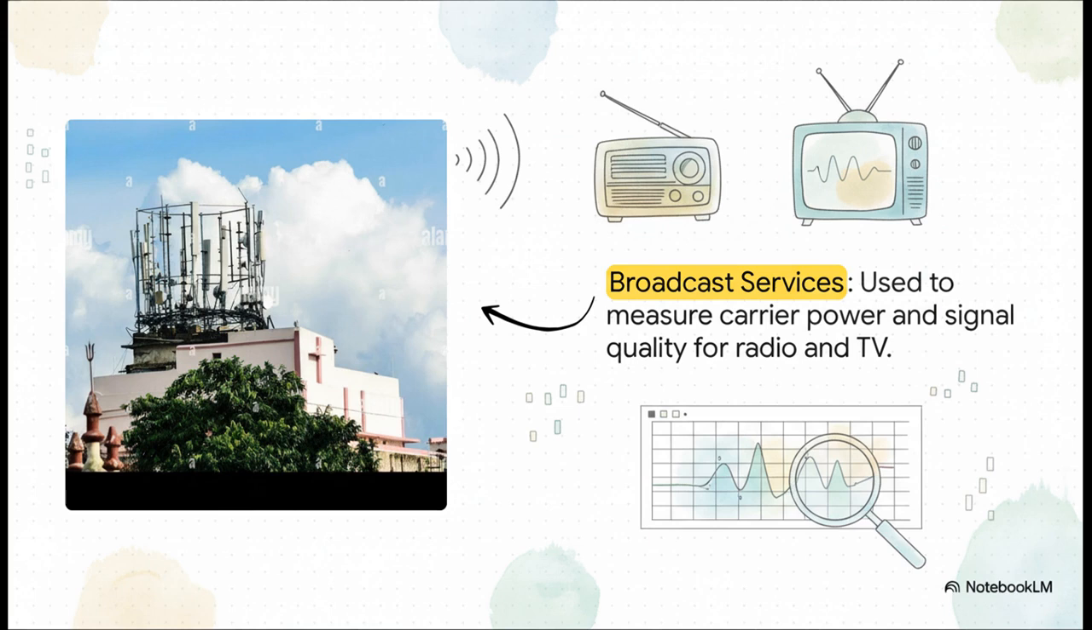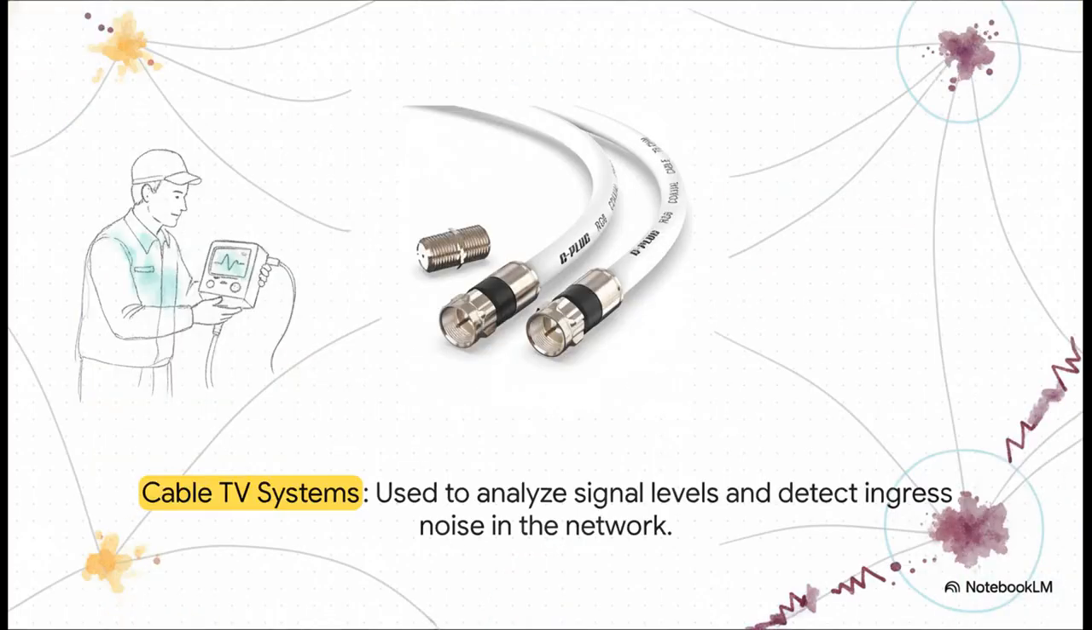They need to make sure you're getting a strong, clear picture and perfect sound, no matter where you are in their coverage area. And then there's cable TV. That's a huge, incredibly complex network of wires. Technicians use these tools to check signal levels everywhere, and more importantly, to hunt down something called ingress noise. That's when unwanted signals leak into the cable from the outside, and it's the kind of thing that can completely ruin your TV picture or slow your internet to a crawl.